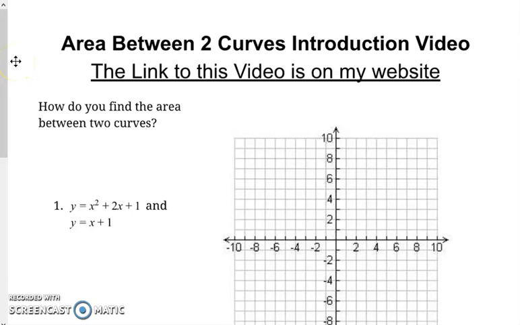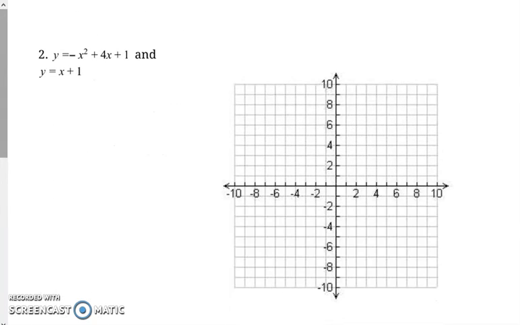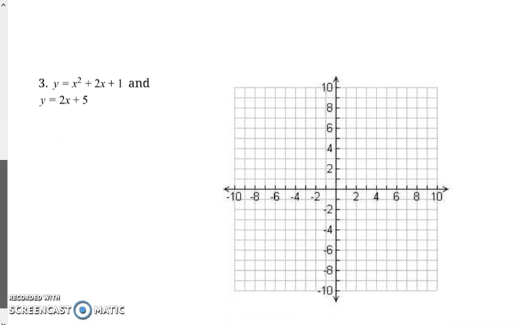Hey everybody, Mr. Covey here, and today we're going to be talking about how to find the area between two curves. So we know how to find the area under a single curve using our definite integral, but today we're going to be talking about how to find the area between two curves. I'd like to skip ahead to the third example to start.